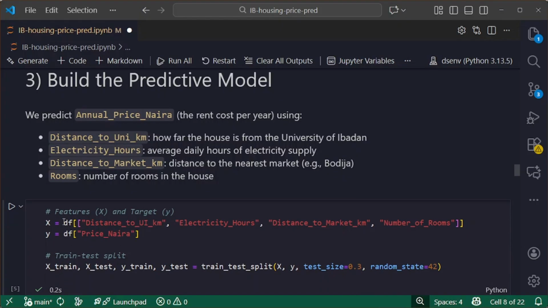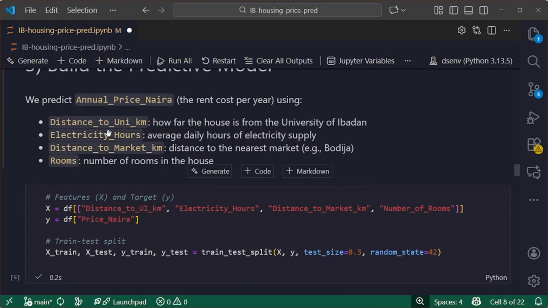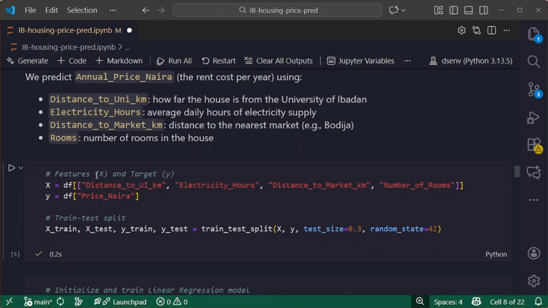So this is the simplest you can have, where you just simply select the features that matter, which I have done here. So the features are X and then the target is Y. Remember, Y is a function of X, right? So Y is equal to F of X. That's just what it is.